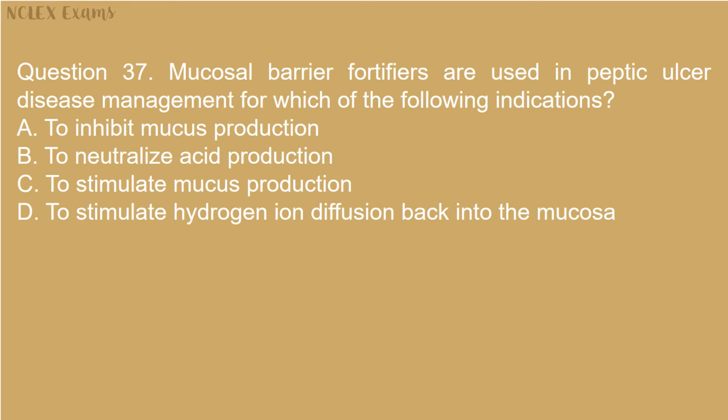Question 37. Mucosal barrier fortifiers are used in peptic ulcer disease management for which of the following indications? A. To inhibit mucus production. B. To neutralize acid production. C. To stimulate mucus production. D. To stimulate hydrogen ion diffusion back into the mucosa.